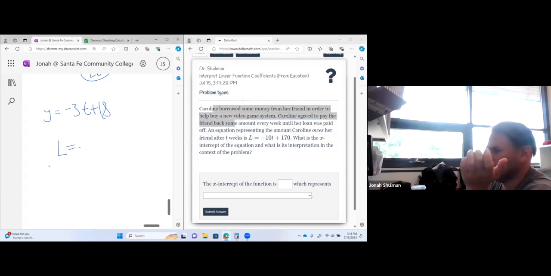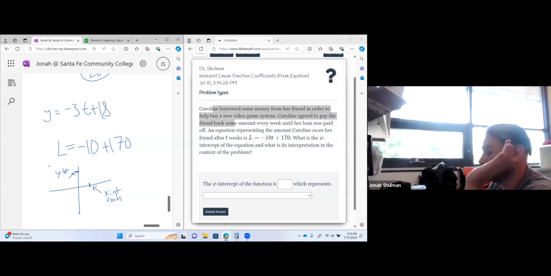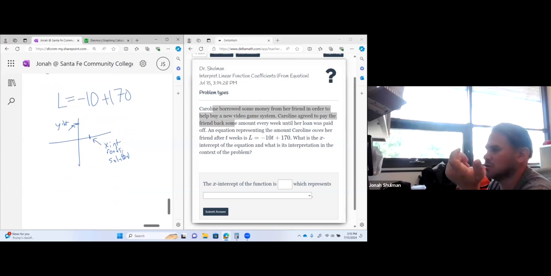So we have L equals negative 10T plus 170. I might as well tell you what everything means. The x-intercept is where it hits the x-axis. That's an x-intercept. The y-intercept is where it hits the y-axis. These are also called roots or solutions, just so you know. So basically, in this case, this means we started with $170, and this is how much she owes, and then every week, is it weekly? Every week she pays back $10. So we're going to know exactly when it's paid off.